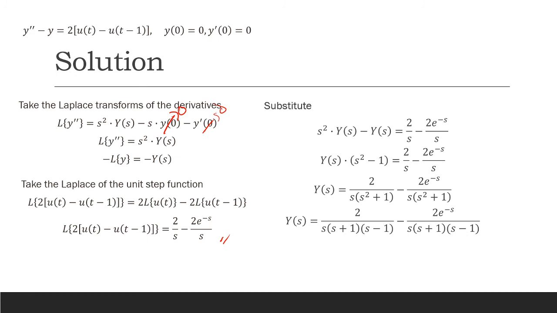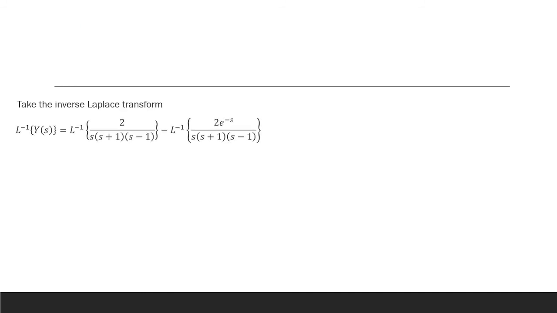So, ito na ngayon yung equation natin. Y of s is equal to 2 over s times s plus 1 times s minus 1 minus 2e raised to negative s over s times s plus 1 times s minus 1. So this is already actually particular solution na yan. However, that is in the S space. So we need to take the inverse Laplace transform para instead of y of s, ang makuha natin is y of t. So taking the inverse Laplace transform, so meron tayong dalawang term.